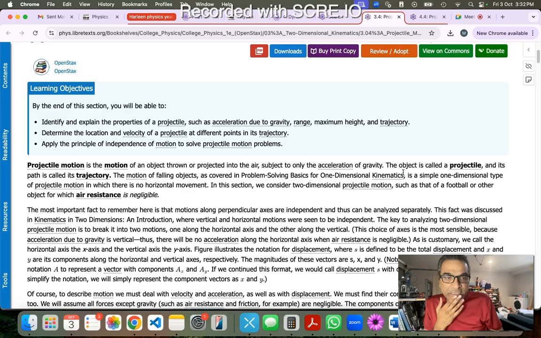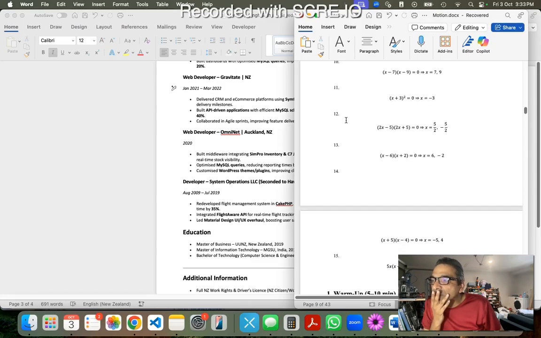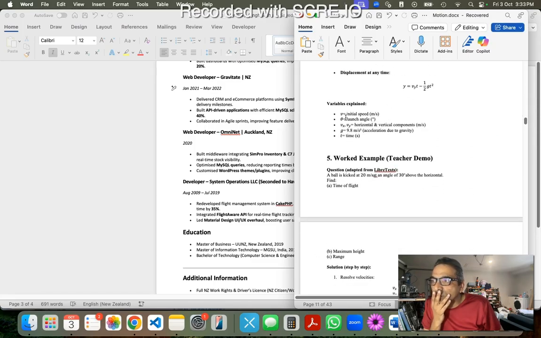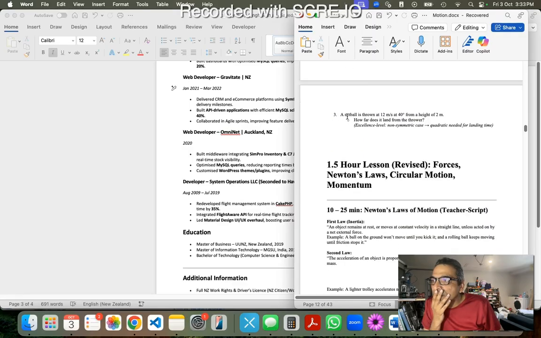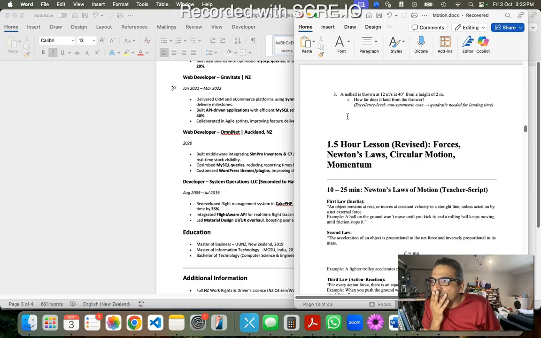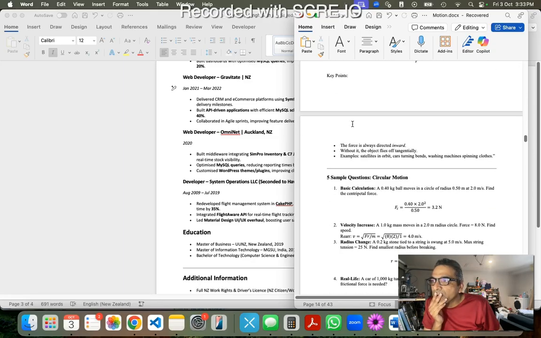So we have just finished the motion. Now we are doing projectile motion. Then let's do some recovery. So this is the projectile motion, maybe a couple of classes, and then one class each for force, Newton's laws, circular motion, and momentum.